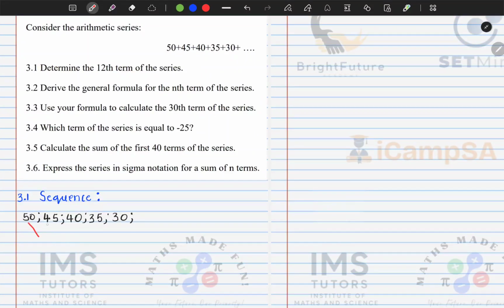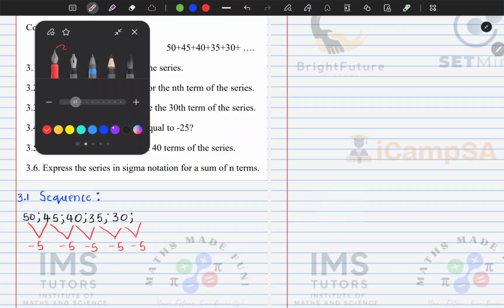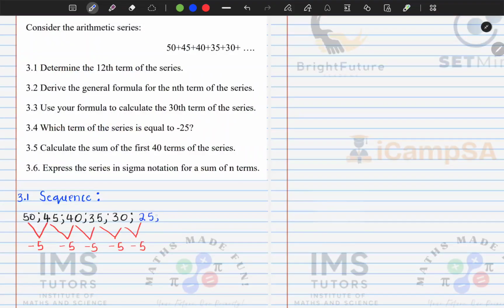Now let's go ahead and determine T12. What you should see is that if we take the difference between two consecutive terms, to move from one to the other you subtract 5. Even for this one, the difference will be negative 5, negative 5, negative 5, meaning from the current 30 to the next term, we must go 5 less. So if we minus 5, we get 25.